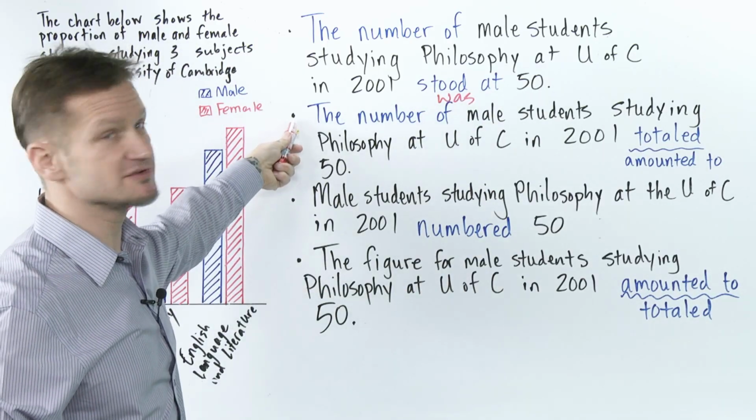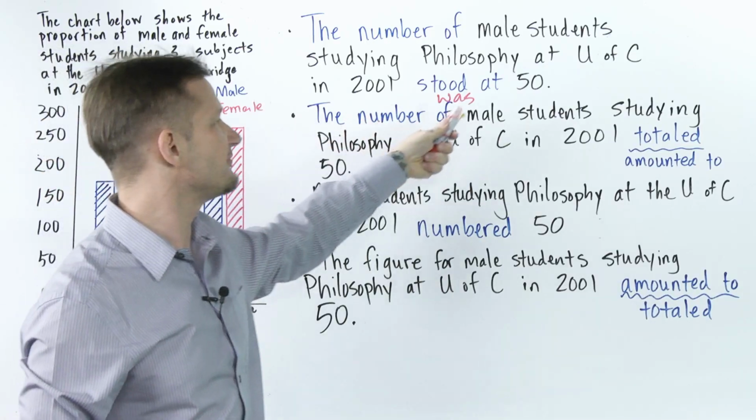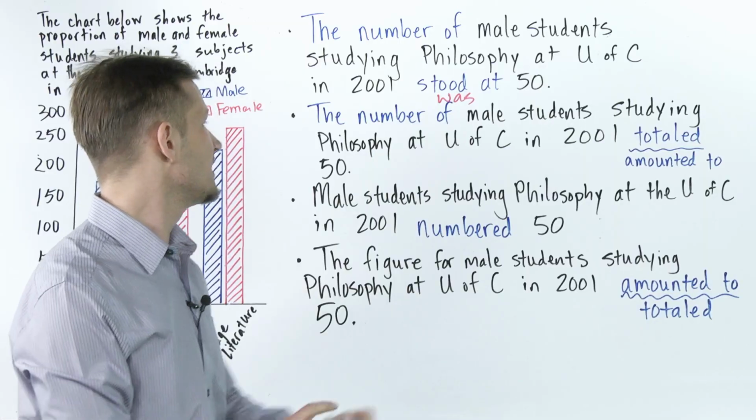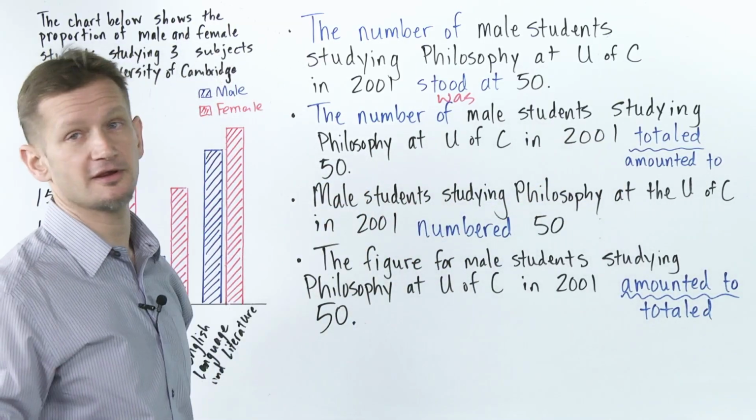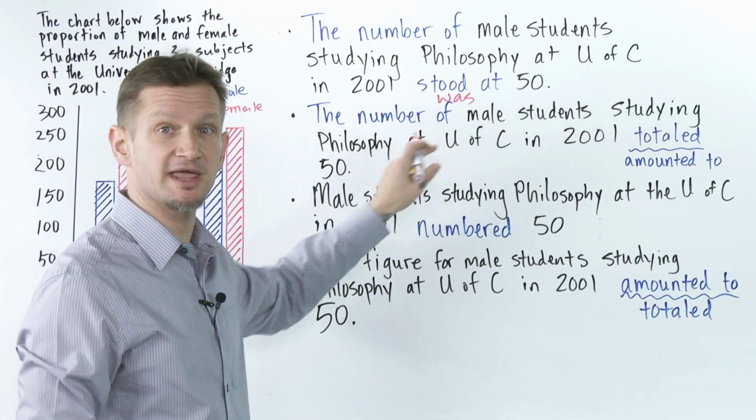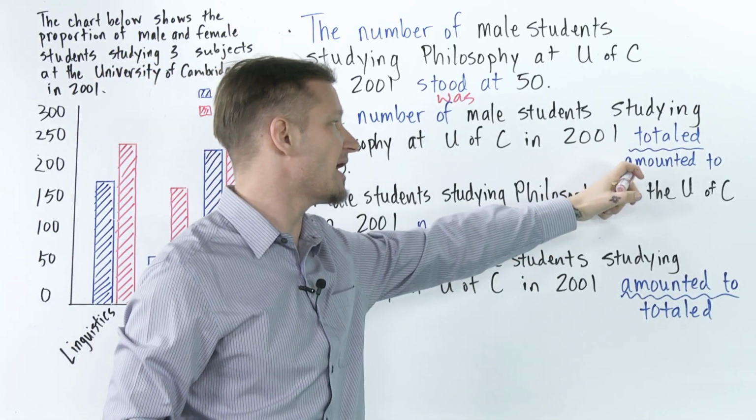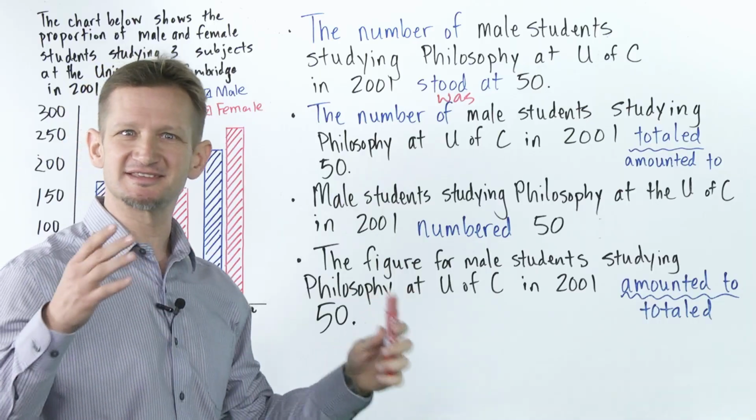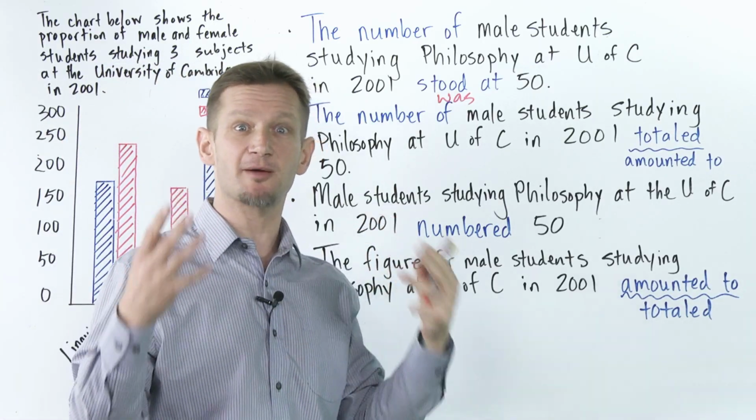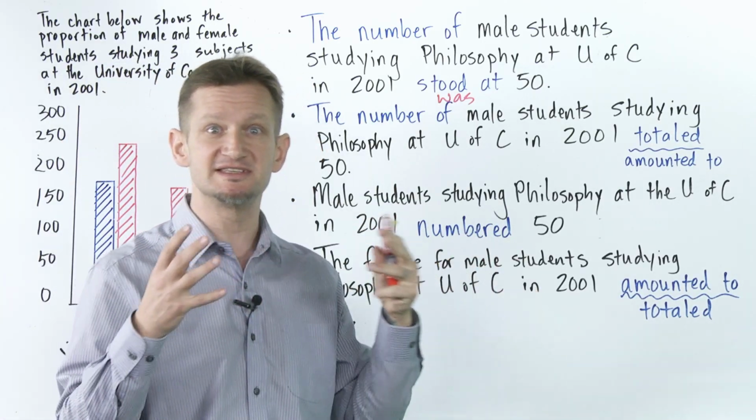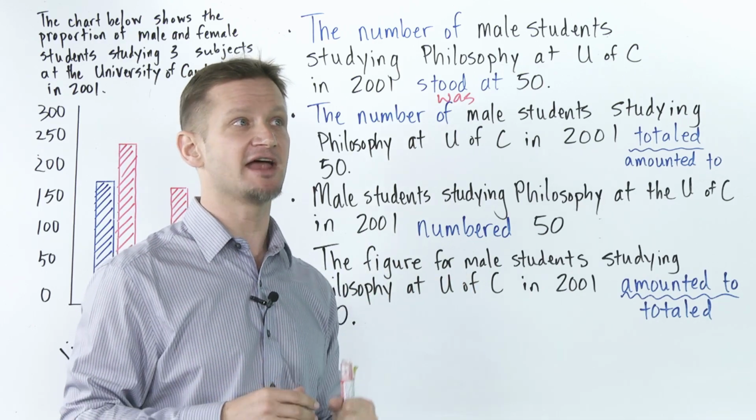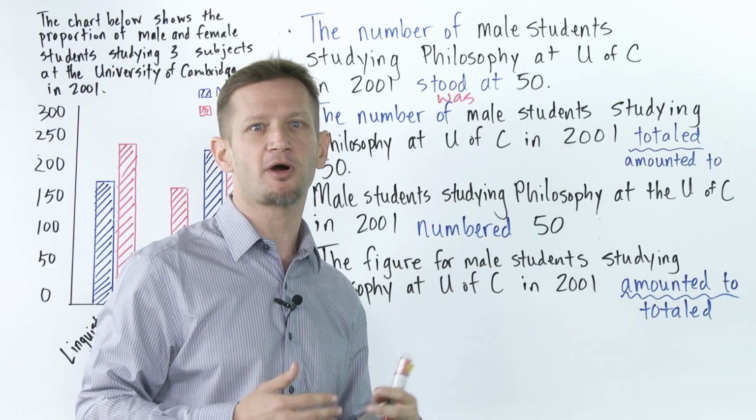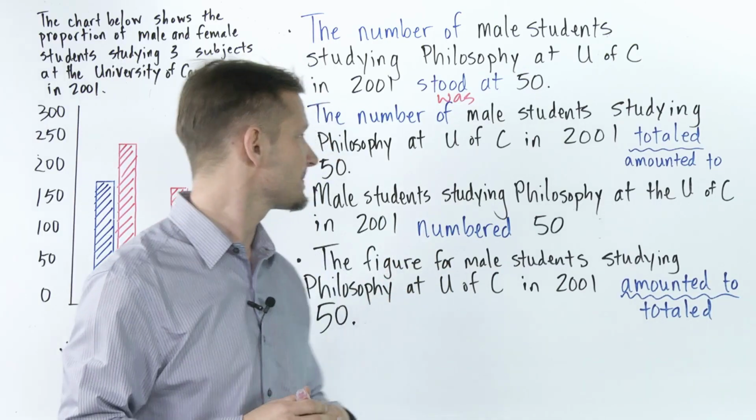Okay, so another one using the number of. You can say the number of male students studying philosophy at University of Cambridge in 2001 totaled 50. Or the same beginning of that sentence, and you can add amounted to 50. Right? So we're talking about the same thing. We're describing the same data, but we're using different ways to do that. And that diversity of vocabulary and sentence pattern is going to set you apart and help you score higher. Let's continue.